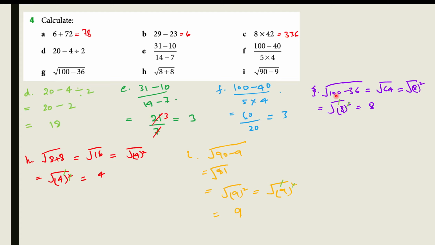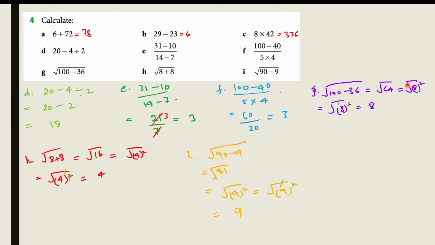Next part is, in the square root, we have 100 minus 36. So 100 minus 36 is equal to 64. Now we have square root of 64. We can write the 64 as a square of 8, because 8 multiplied by 8 is equal to 64. So when we write the 64 as the square of 8, the square and the root get cancelled with each other, because these are the inverse of each other. Once they get cancelled, we get the final answer as 8.